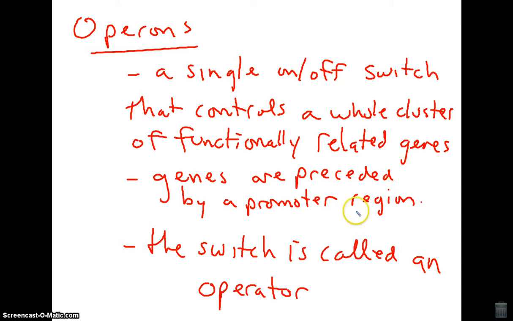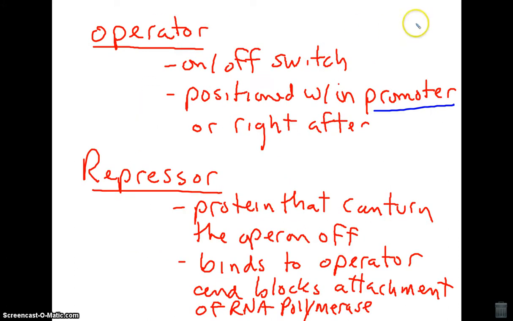These genes are preceded by a promoter region that the RNA polymerase will recognize. The switch itself is called an operator. And the operator is the on-off switch. It's usually positioned within the promoter region or right afterwards. And the first one that we're going to look at for examples is a repressible operon.